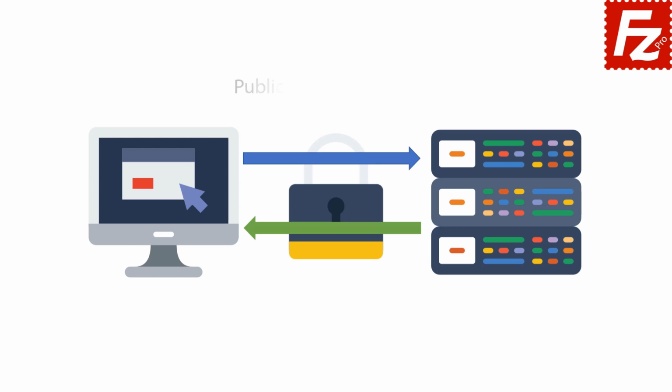SSH uses public key cryptography to authenticate the server. To authenticate the client, public key cryptography can be used, or alternatively, the client can use a password. How does SFTP work? SFTP is a complex protocol. In this video, we give a detailed explanation of how SFTP connections are established.